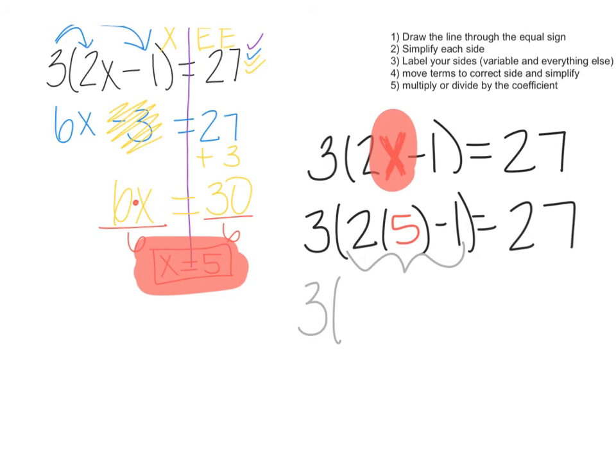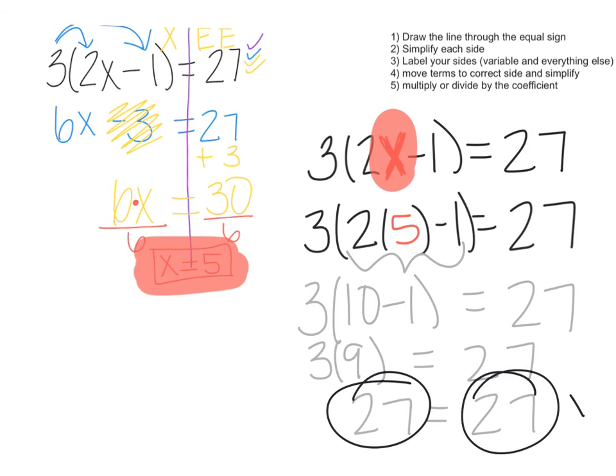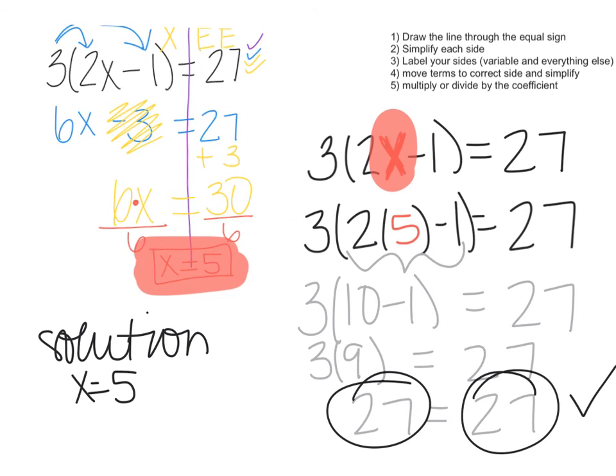So I need to do 2 times 5, which is 10, minus 1 equals 27. And 10 minus 1 is 9. And 3 times 9 is 27. And since the left side equaled the right side, my left side was 27, my right side was 27, then this equation was true, so x equals 5 really is my solution. So my solution to this problem, the number that makes the equation true, is the number 5.